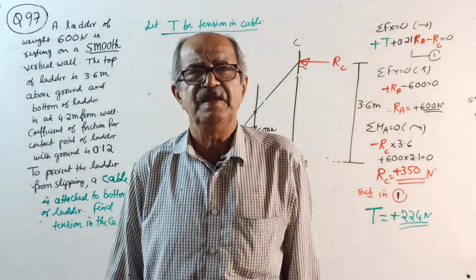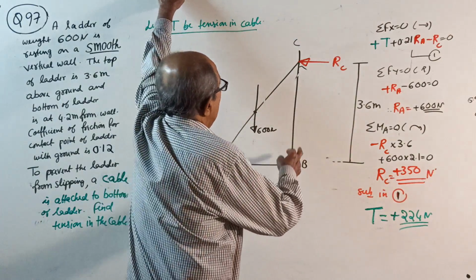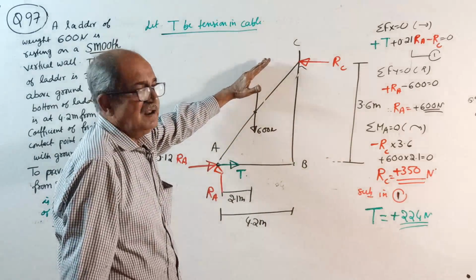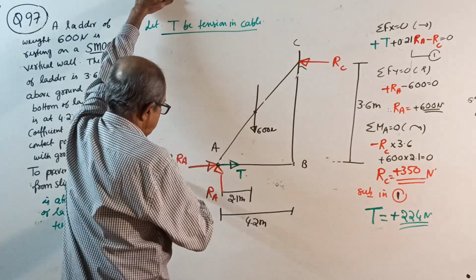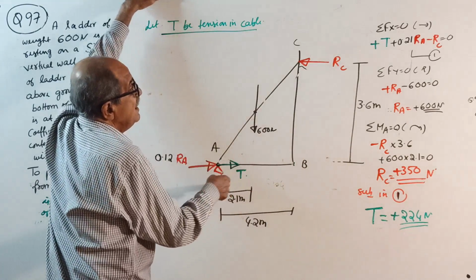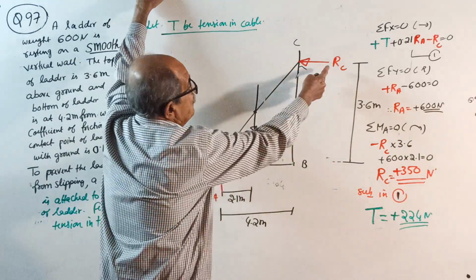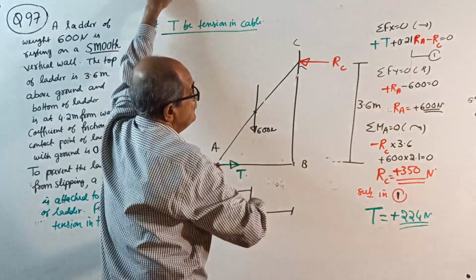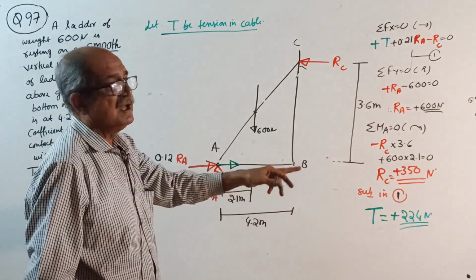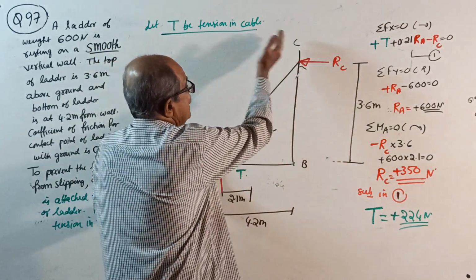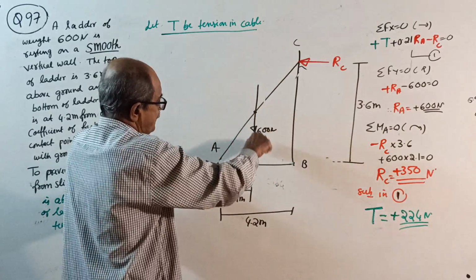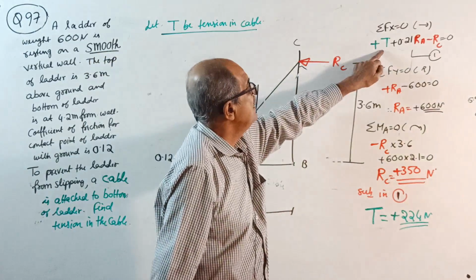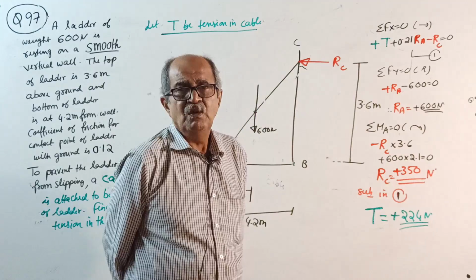I solve the question, nothing is there. I put one more sketch here. Consider equilibrium of the ladder. Then sigma Fx = 0: plus T plus 0.21 RA minus RC = 0, equation 1. Sigma Fy = 0: plus RA minus 600 Newton = 0, RA will come. Take moment about this point: minus RC into 3.6 plus 600 into 2.10, RC will come. Substitute RA, RC in equation 1, you get T. Okay, question over.